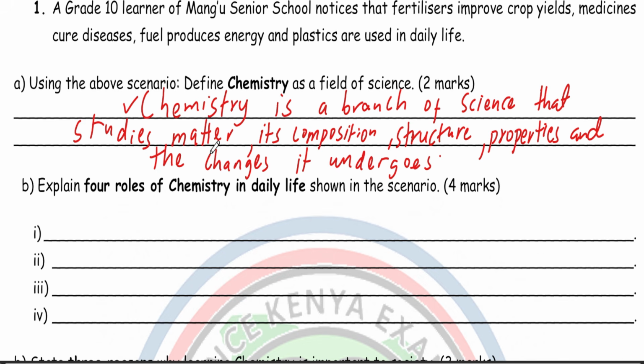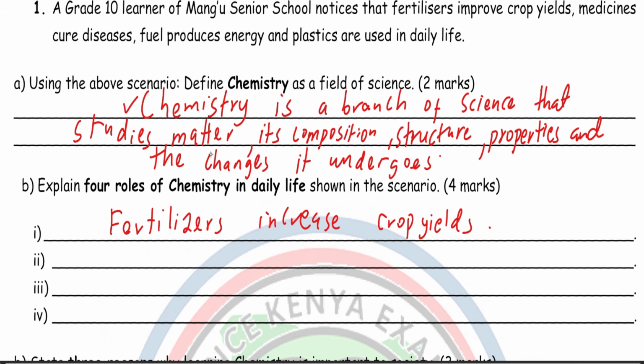So that is chemistry. Now, the roles of chemistry in our daily life include: first one, manufacture of fertilizers, which increase crop yields. So without chemistry, we can't make those fertilizers. Second one, medicines. Most of the medicines are made from the knowledge of chemistry. So medicines cure diseases. Without chemistry, you cannot make medicines.